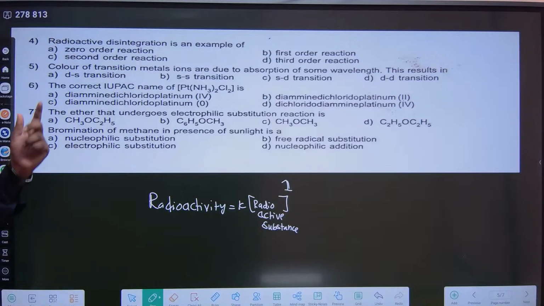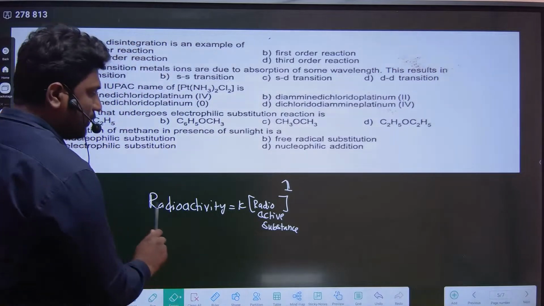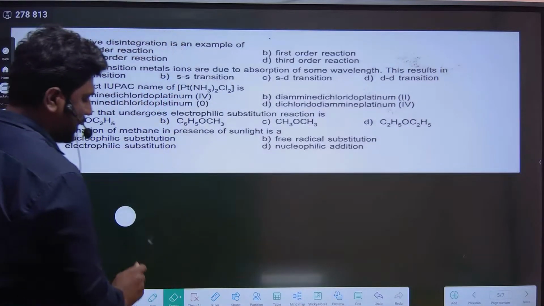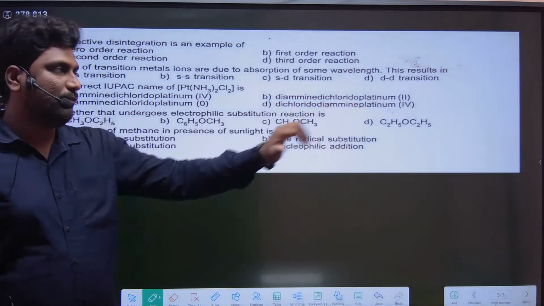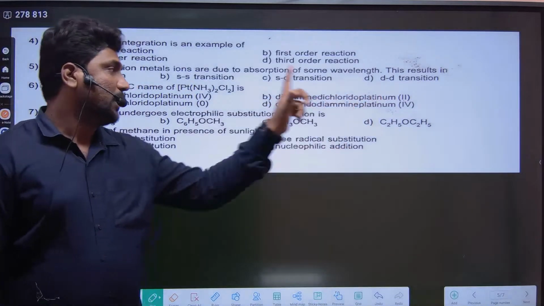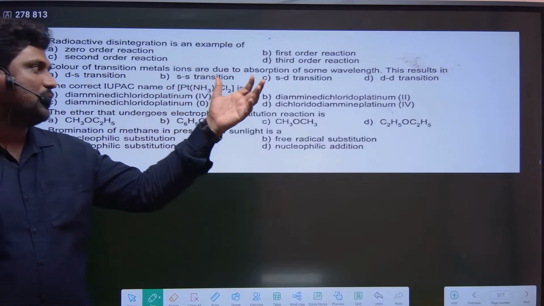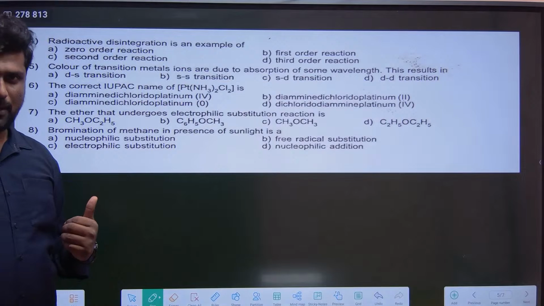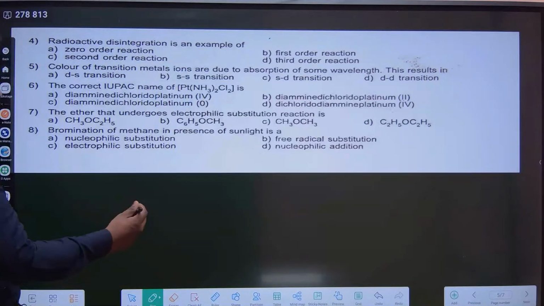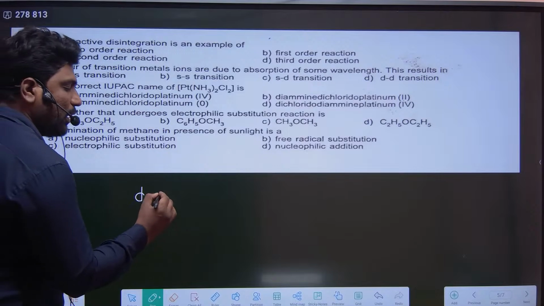So the fifth question is from the D and F block elements unit. The question is: the color of transition metal ions or metal atoms is due to the absorption of some wavelength. So this results in option A, d-s transition, option B, s-s transition, option C, s-d transition, and option D, d-d transition.